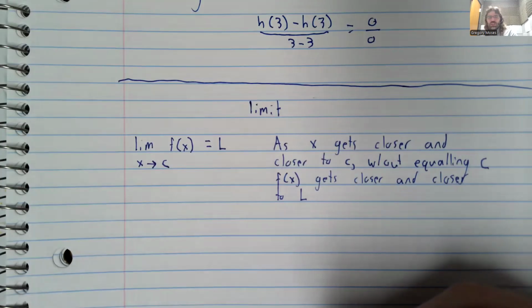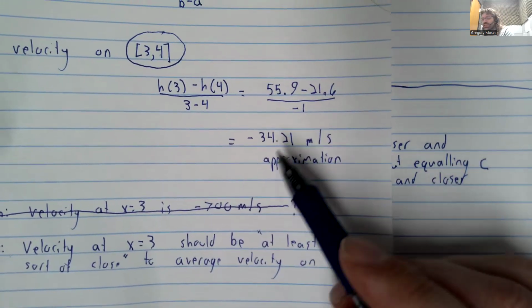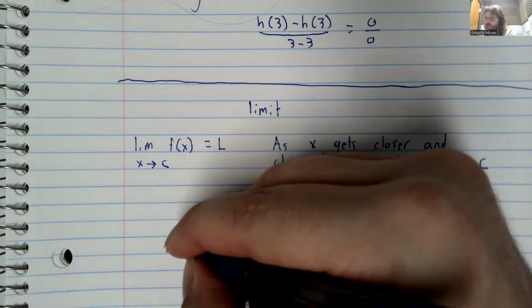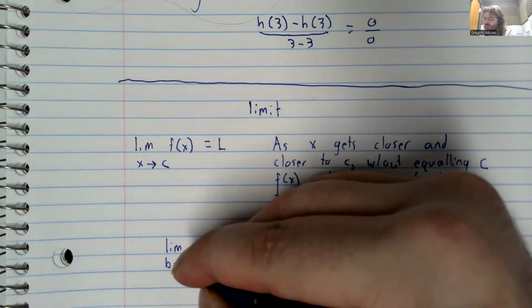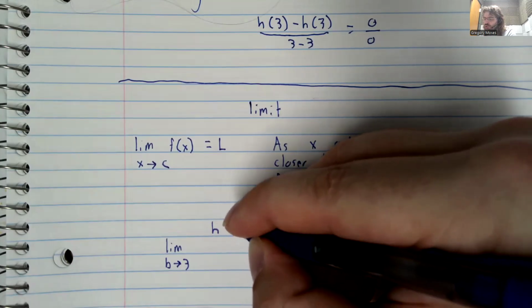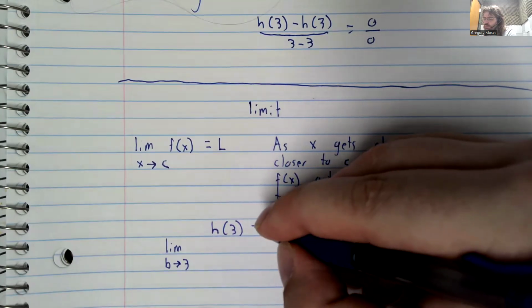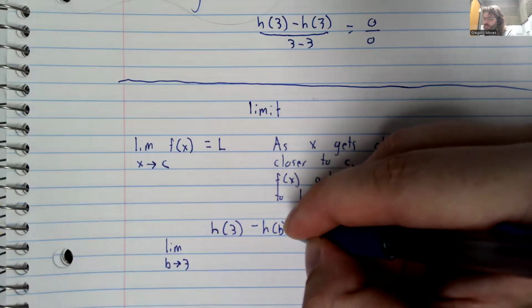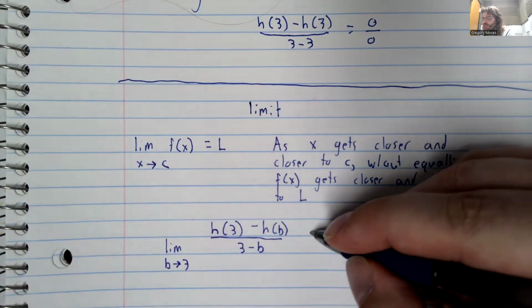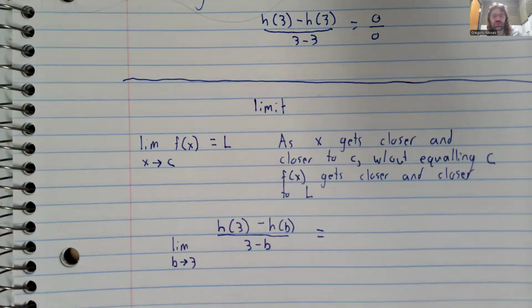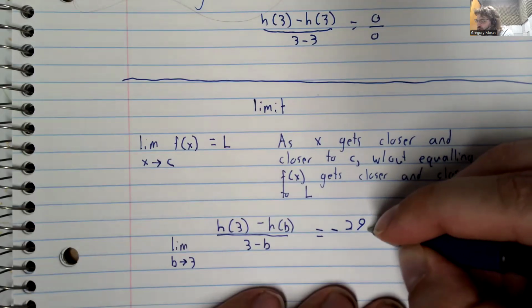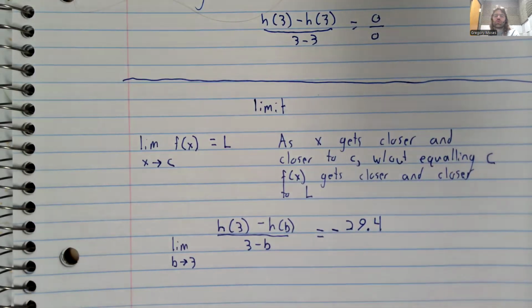So going back to this example, the limit as b approaches 3 of h of 3 minus h of b divided by 3 minus b equals, I'm going to have to remind myself what it equals. It equals negative 29.4.